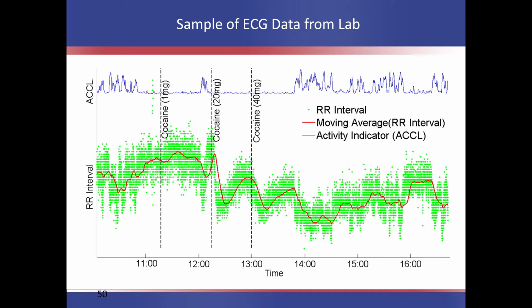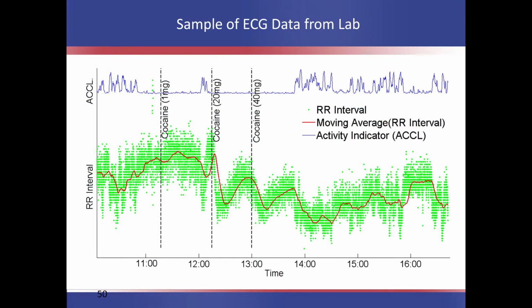So here is a snippet of data from the lab at Johns Hopkins. What you see here are cocaine administrations of 1 mg, which is the placebo, then 20 mg and 40 mg. The green dots are the interval between successive beats of the heart, the R2R interval. If the R2R interval is low, that means heart rate is rising. It is the inverse of the heart rate, so a dip in the R2R interval means a rise in the heart rate.